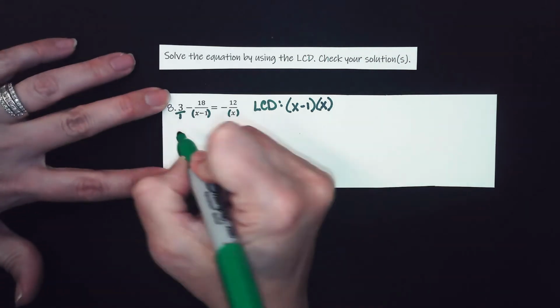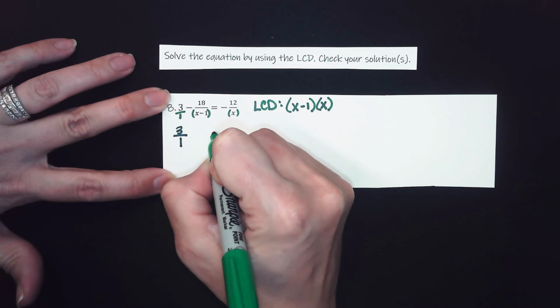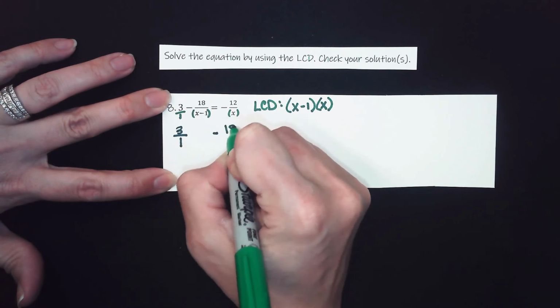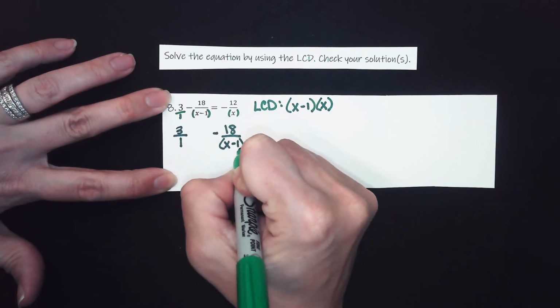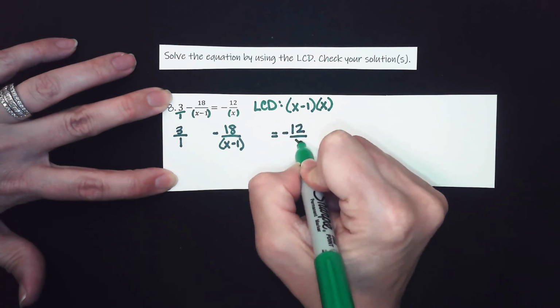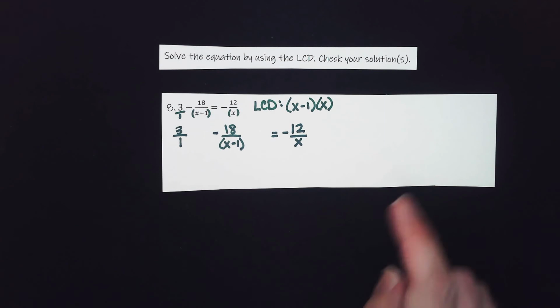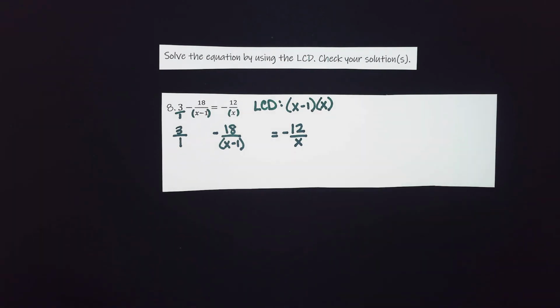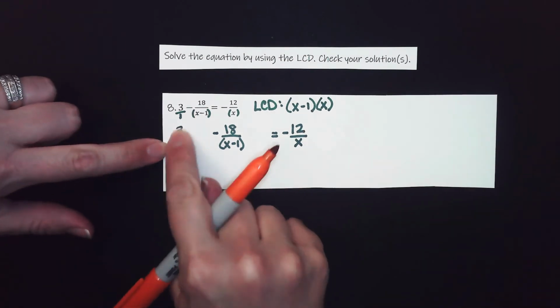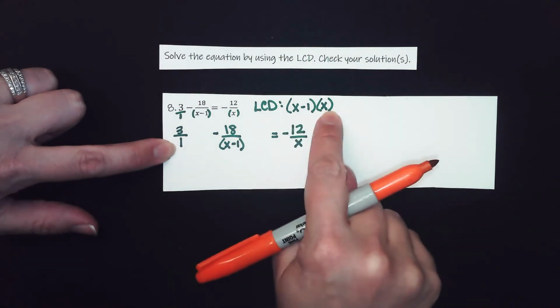So if I write out my initial equation, I have 3 over 1, I'm going to leave a little space, minus 18 over x minus 1, leave a little space, equals negative 12 over x. Okay? So let's make all of our denominators the same, and we want them to be that least common denominator. So in the very first one, my denominator is 1. It needs these two terms. So I need all of it.